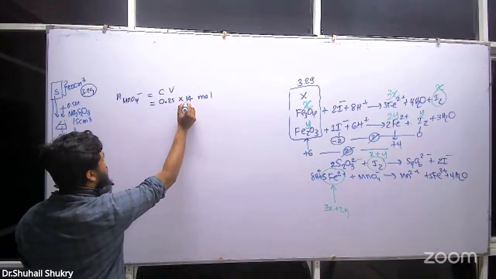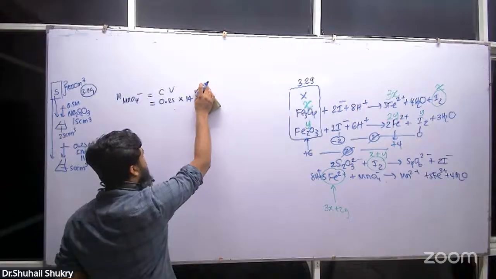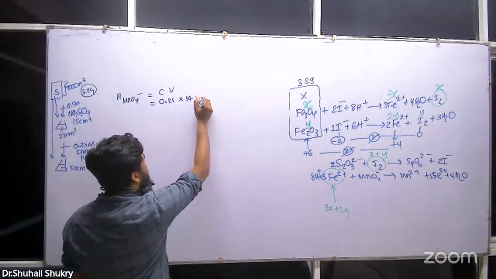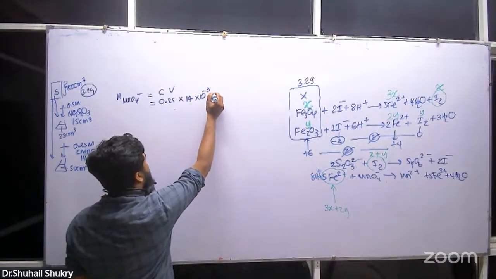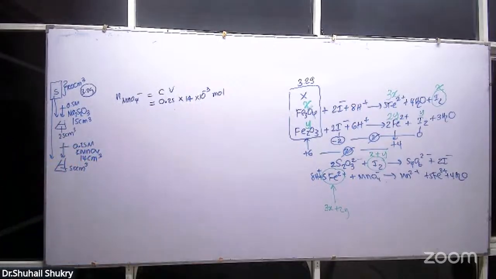You have to convert this to decimeter cube. How to convert centimeter cube to decimeter cube? Multiply by 10 to the power minus 3. Then you will convert this to decimeter cube. Finally you get the answer in moles. I'm not going to simplify this.